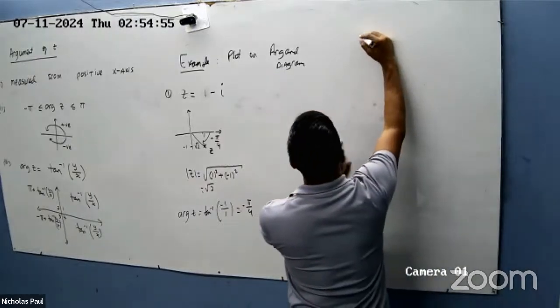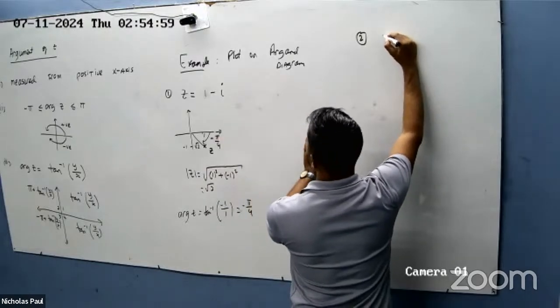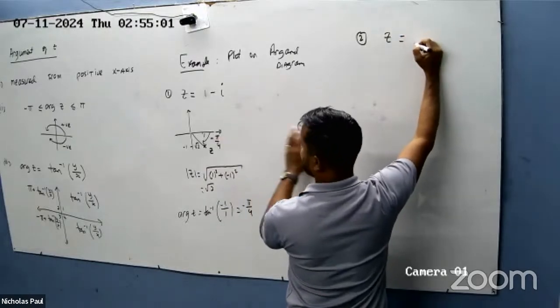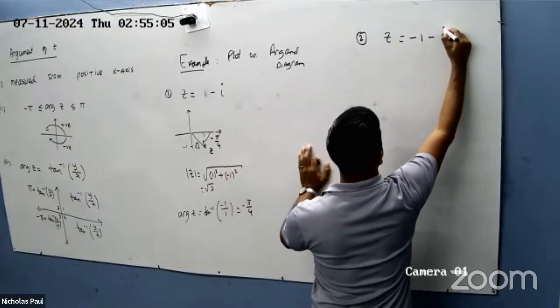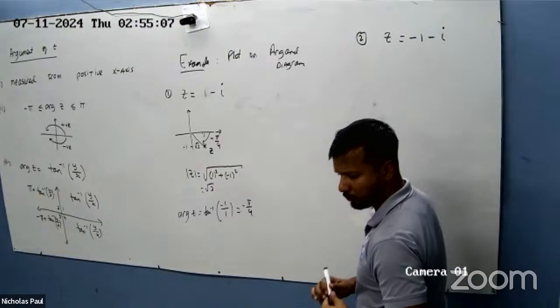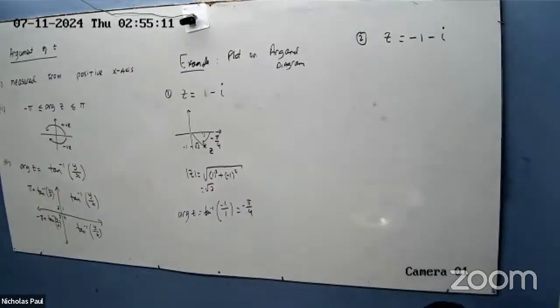All right, let's try the next one. Let's use easy values. Let z equal minus 1 minus i. Find the argument and modulus. All the time we will use the calculator. X and Y is Cartesian, so we're going to change it to polar form.